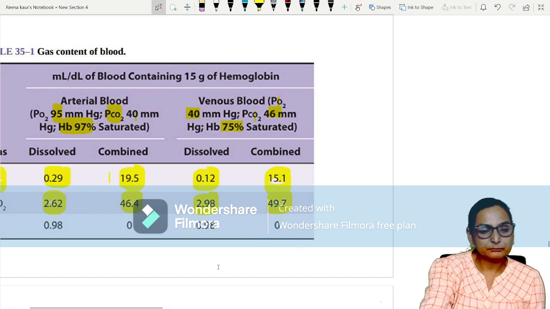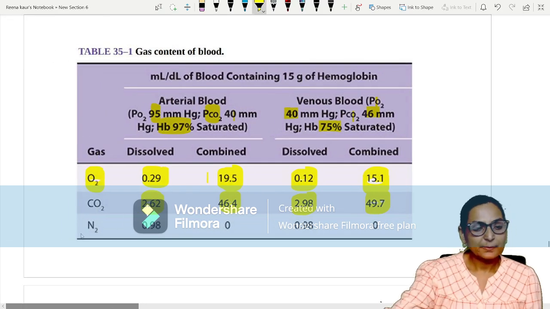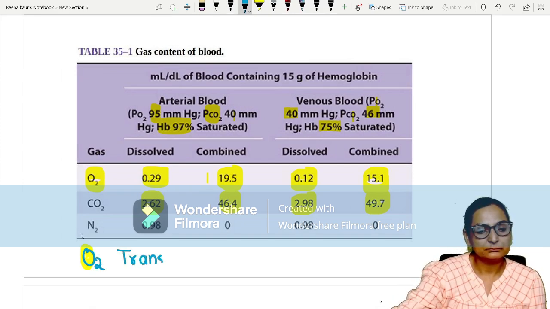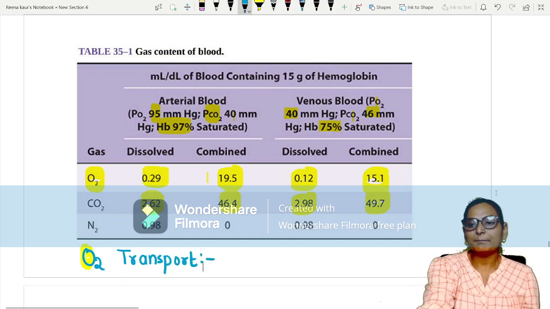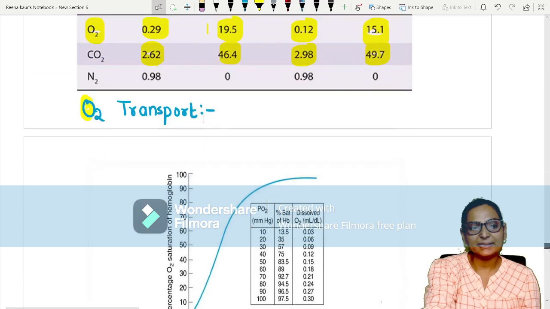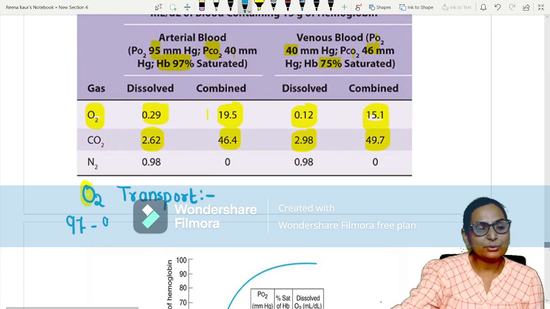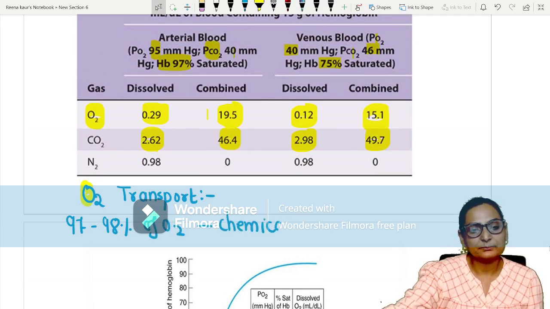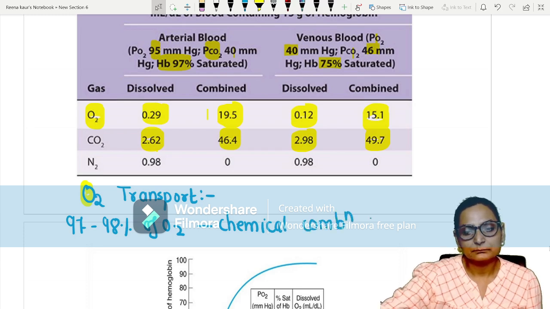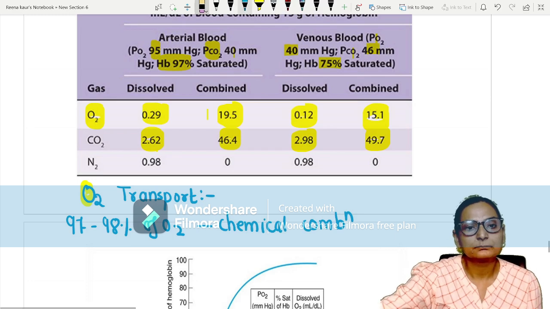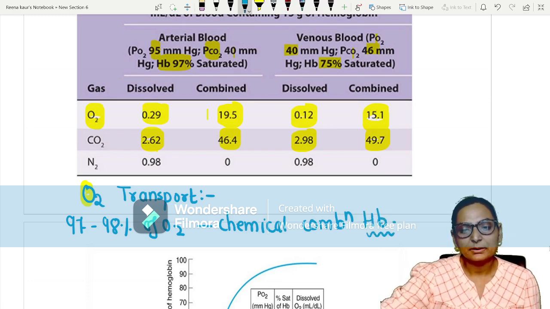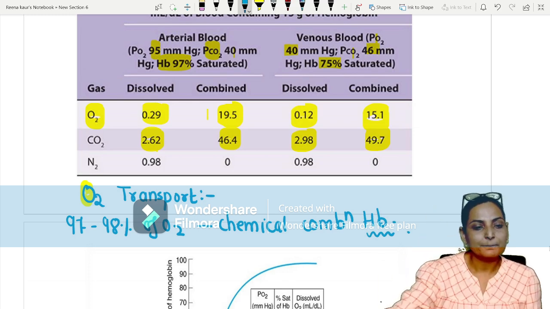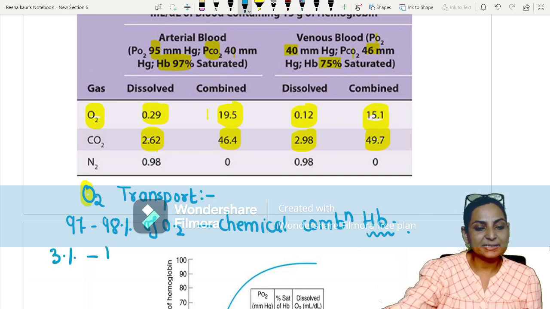Now, if you look into the oxygen transport, the major form in which the oxygen is transported is in combination with hemoglobin. 97 to 98% of the oxygen is in chemical combination with hemoglobin, okay? The remaining 2 to 3% is in the dissolved form.